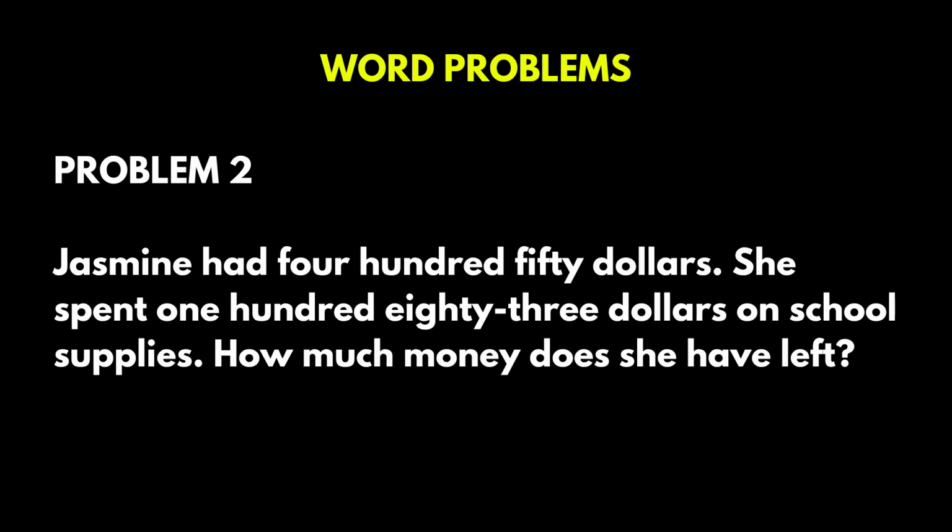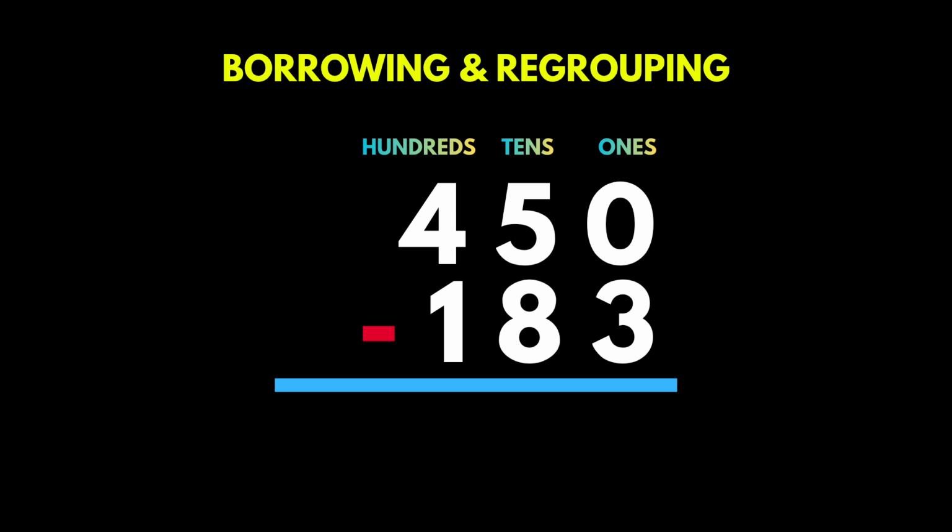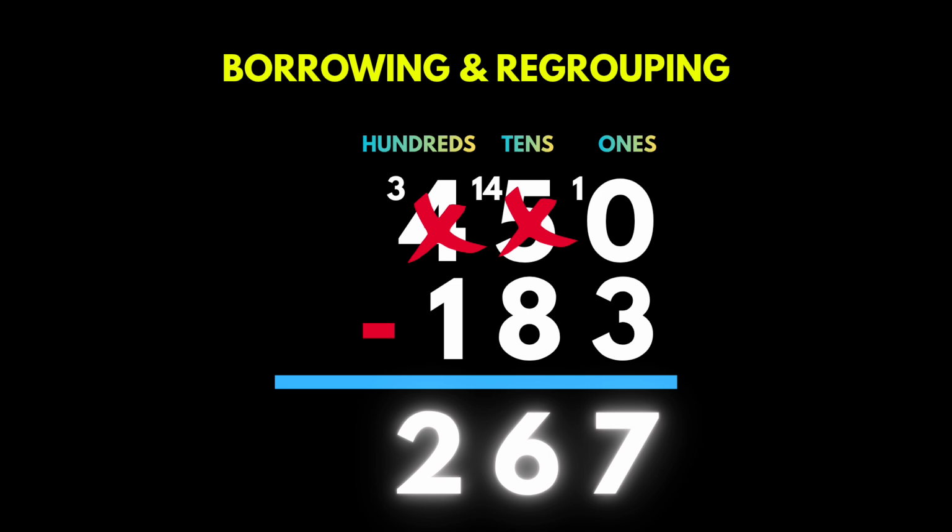Problem 2. Jasmine had $450. She spent $183 on school supplies. How much money does she have left? The word spent tells us something was taken away. The word left tells us we want what remains. 450 minus 183. $267. Identify the keyword, set up the problem, and solve carefully.